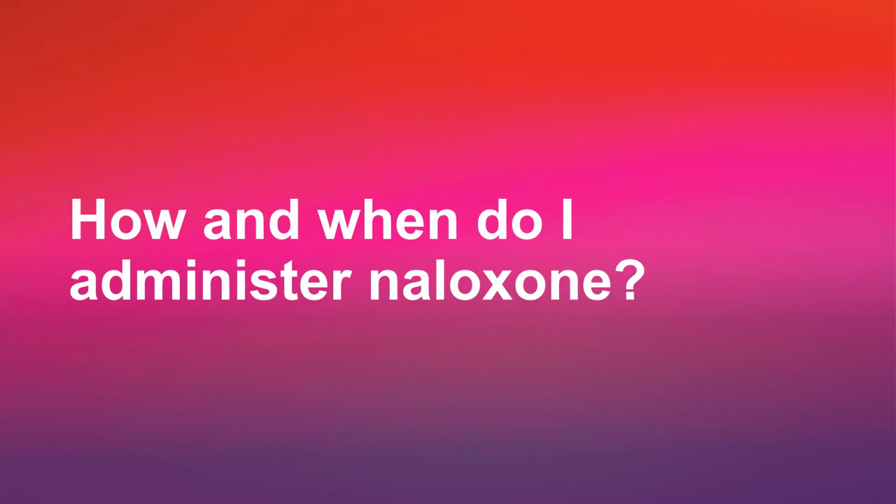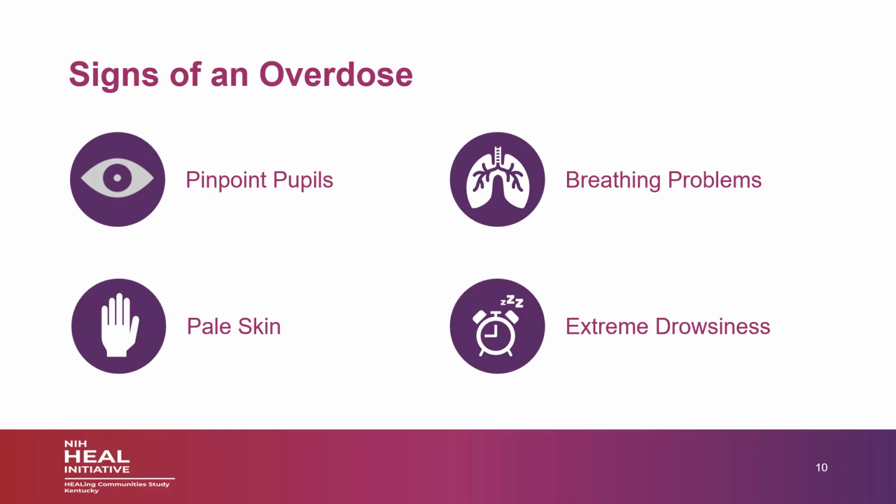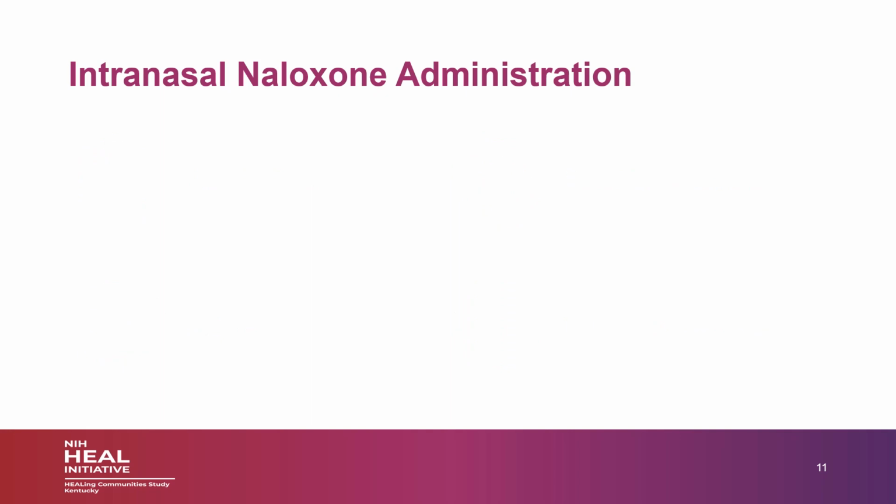How and when do I administer naloxone? First, you need to be able to recognize the signs of an opioid overdose. These can include pinpoint pupils, slow or no breathing, pale skin, and extreme drowsiness or unresponsiveness. If you come across someone displaying these signs, first you should attempt to arouse them.